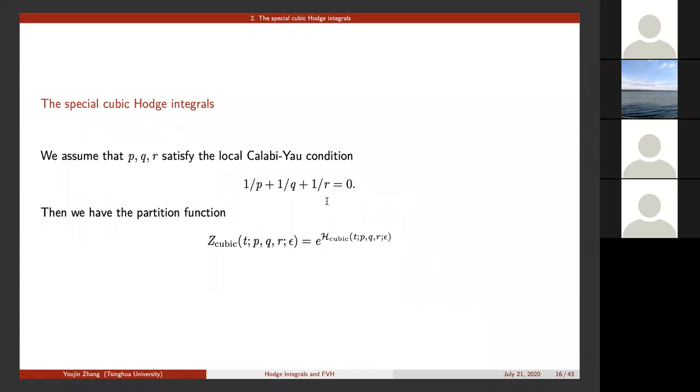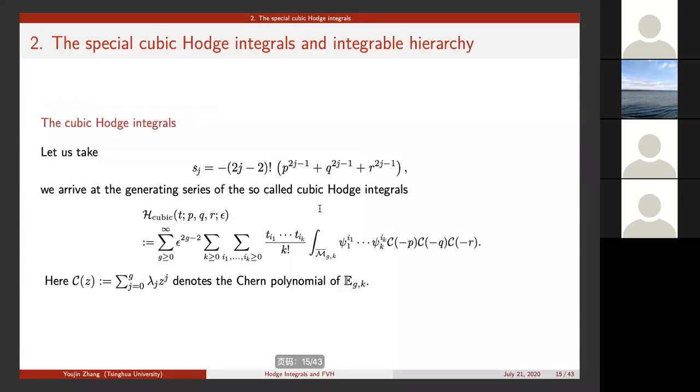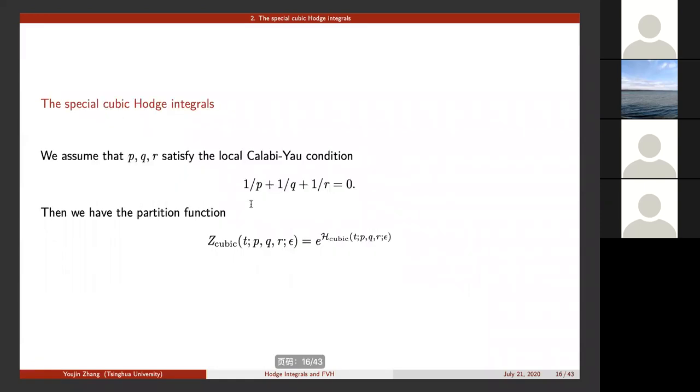When people consider the localization method to compute Gromov-Witten invariants, this local Calabi-Yau condition appears naturally. So we also impose this condition. So then we call these cubic Hodge integrals special cubic Hodge integrals. Special means that these parameters p, q, r satisfy this local Calabi-Yau condition. And now we denote the partition function for the cubic Hodge integrals by Z cubic. So we obtain this function.